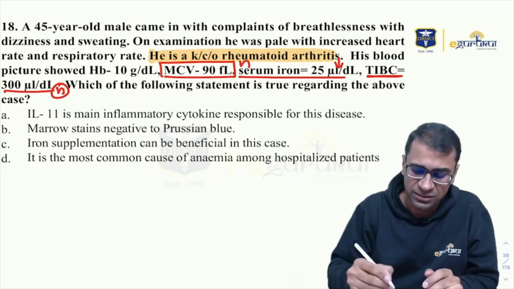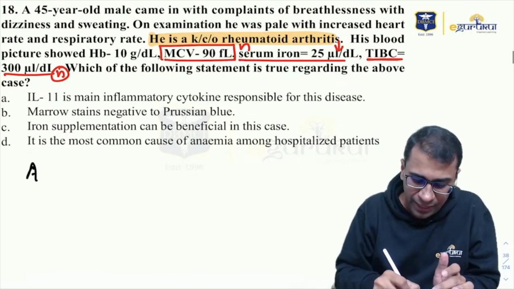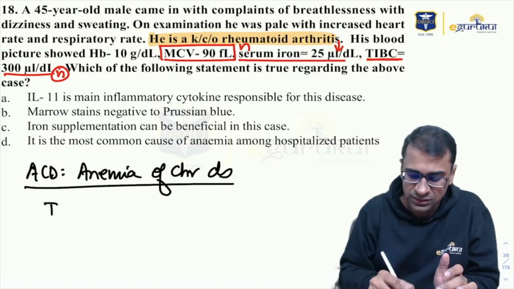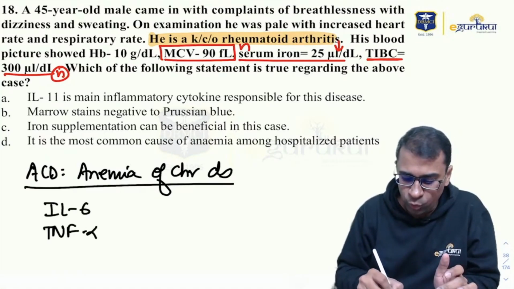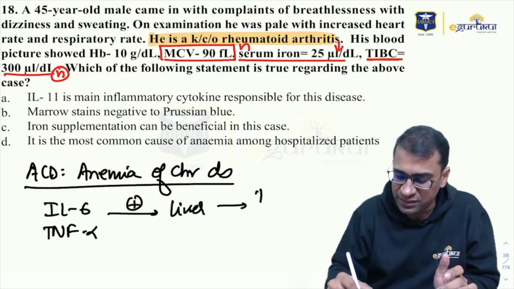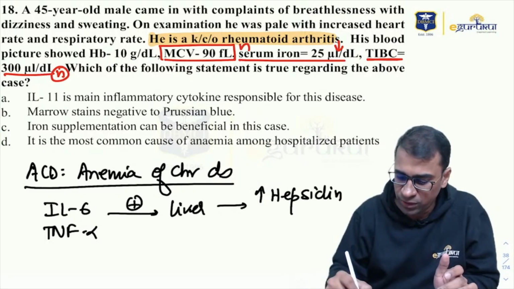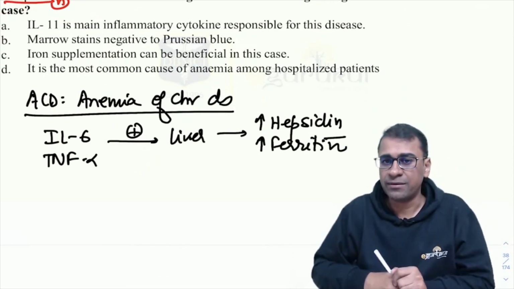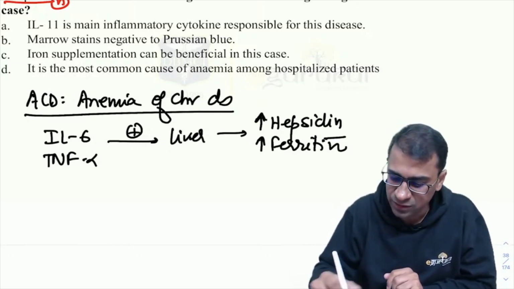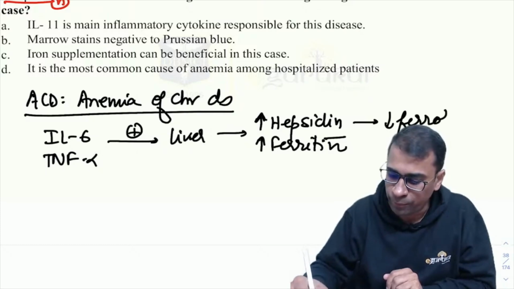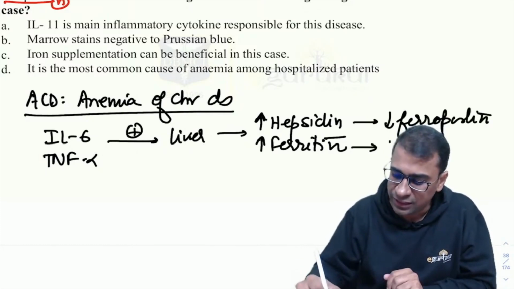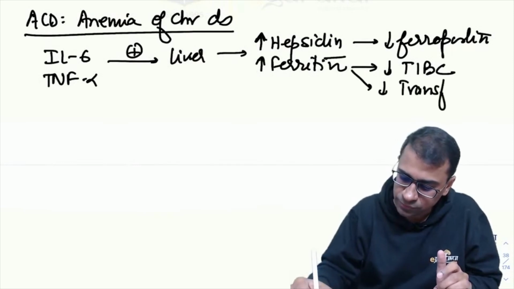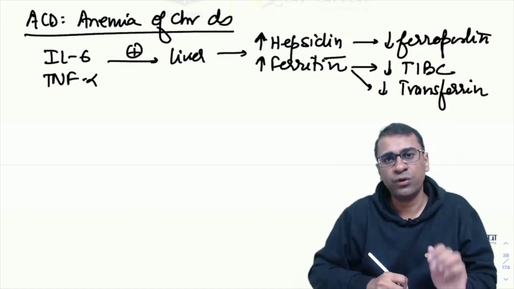So what is ACD? Please remember this. ACD stands for anemia of chronic disease. In this condition, what happens? It is interleukin 6 and a small amount of TNF alpha which will stimulate the liver cells, and the liver will release hepcidin. They increase ferritin, increase hepcidin, and because of the high hepcidin, what happens? There is low ferroportin. Because of high ferritin, what happens? There is low TIBC. Why? Because there is decreased transferrin. So there is also low TIBC. This is what is seen in a case of ACD.